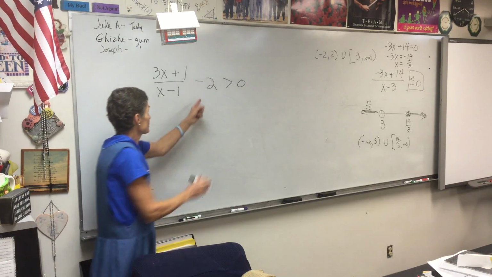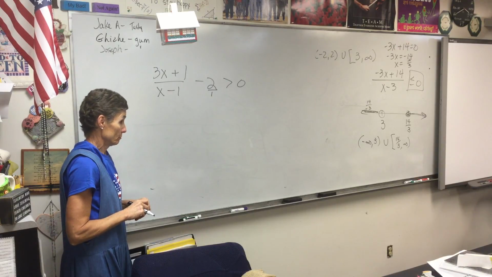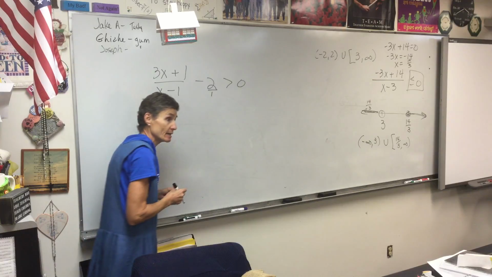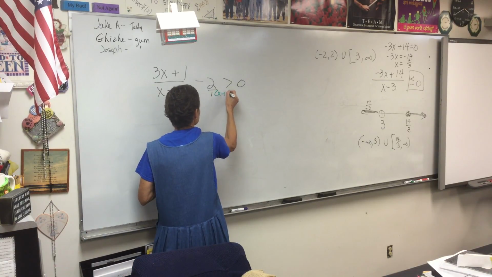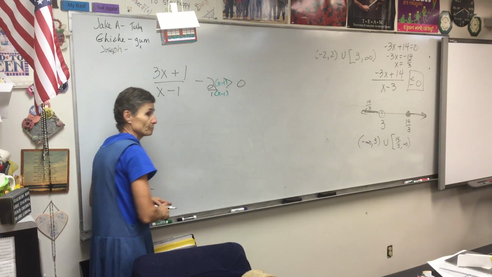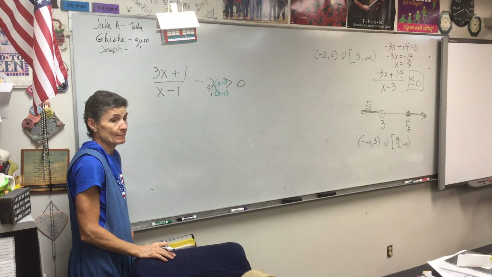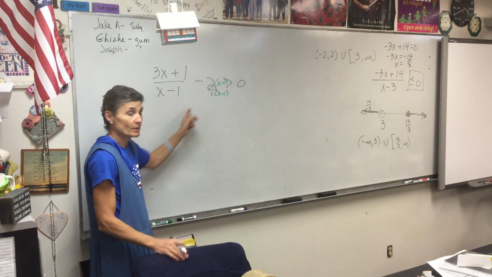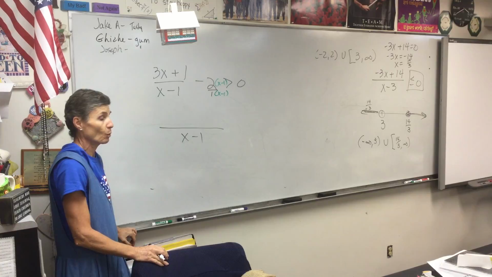Okay? So this is 2 over 1. What do I need to do? Exactly, I need a common denominator, so I'm going to multiply this by x minus 1 over x minus 1. Now, do the denominators match? So I can write one fraction and the denominator will be x minus 1.